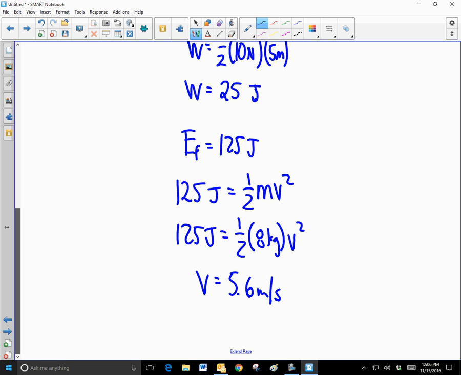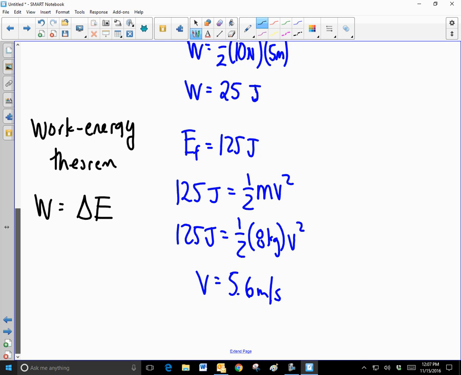This is an example of what we call the work energy theorem. All that says is it's a general expression that says if I do work on the object, I change the object's energy by the amount of work I did. It's never not true. I mean, we've been kind of doing it all along, but this is an example of it in practice.